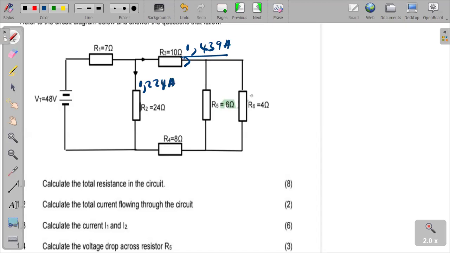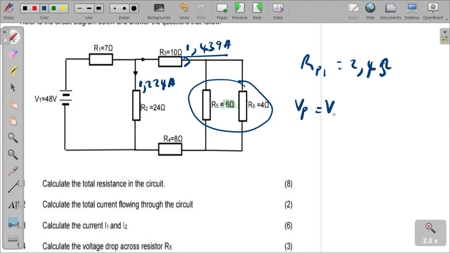So we simply take the effective resistance of these two. We calculated it initially when we were calculating the total resistance, and we got it as 2.4 ohms. So we will just say Vp, which is equal to the voltage across the 6 ohm resistor, is equal to current 1.439 multiplied by the effective resistance of this branch, 2.4.